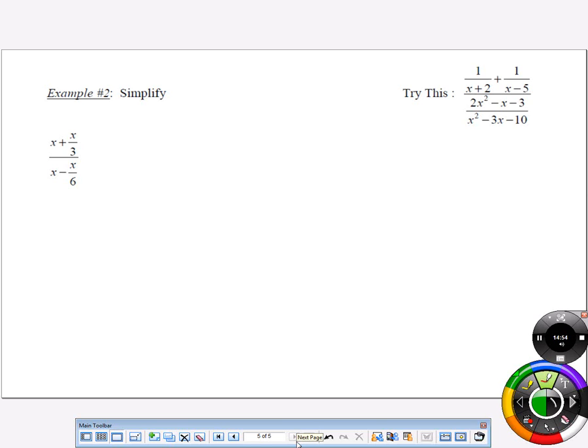We might try this one together. Maybe. I don't know. You guys might just want to do it on your own. It looks ugly, but it's not that bad. Do I always say that? Okay. So how are we going to do this?